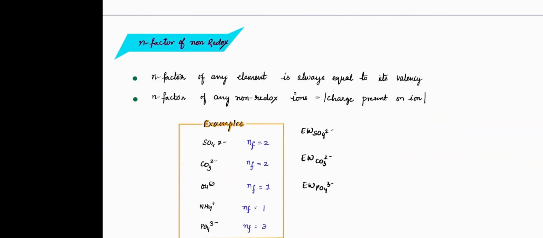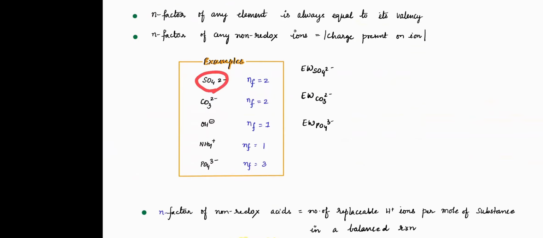But what about n factor in non-redox with a charge on it, like in the case of a salt, or simply an ion is given? Then see, n factor for any element is always equal to its valency, and n factor of any non-redox ion is equal to how much charge is present on it. For example, if you take sulfate, the n factor is 2, carbonate 2, OH minus 1, NH4 plus 1, phosphate 3.